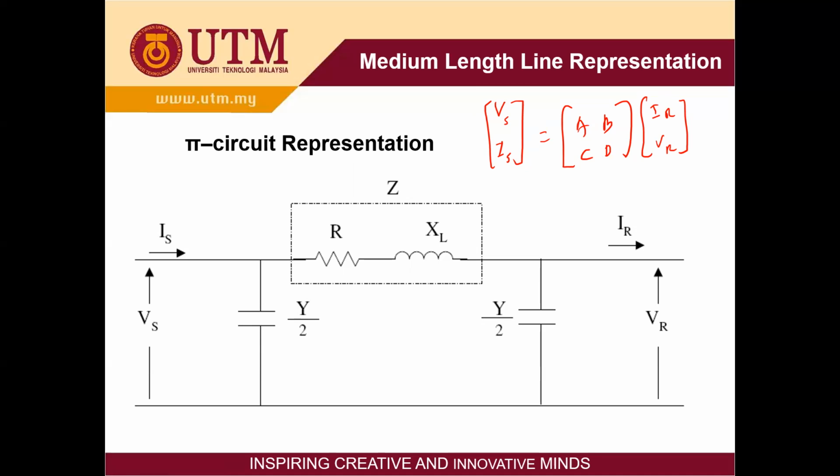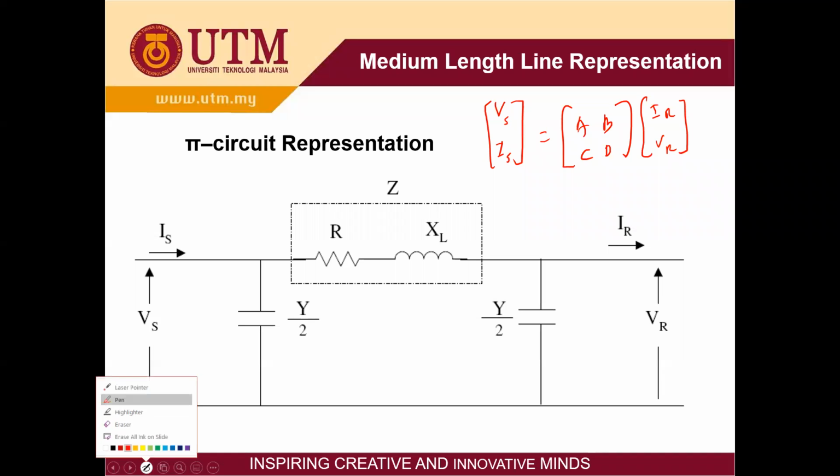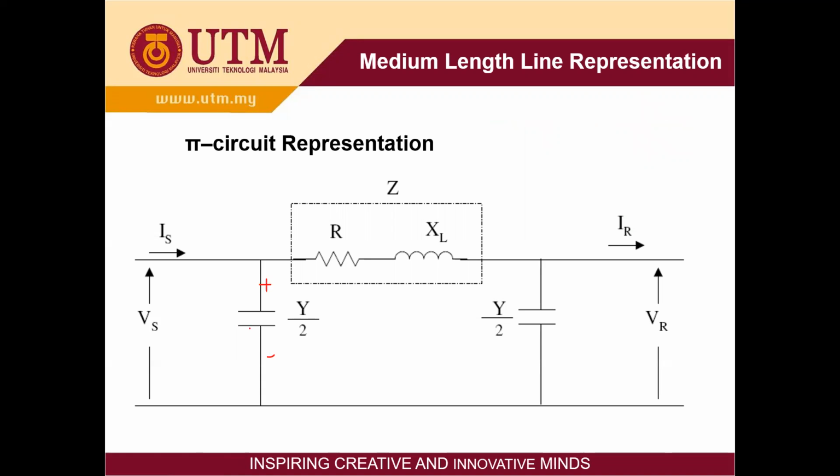The first one is to obtain the Vs equation in terms of IR and VR variables. This can be obtained by using the KVL, which is Vs is equal to 1 plus 1 over 2 YZ, times VR, plus Z IR. And this can simply be obtained from the KVL. So this is your Vs, and this is your KVL.